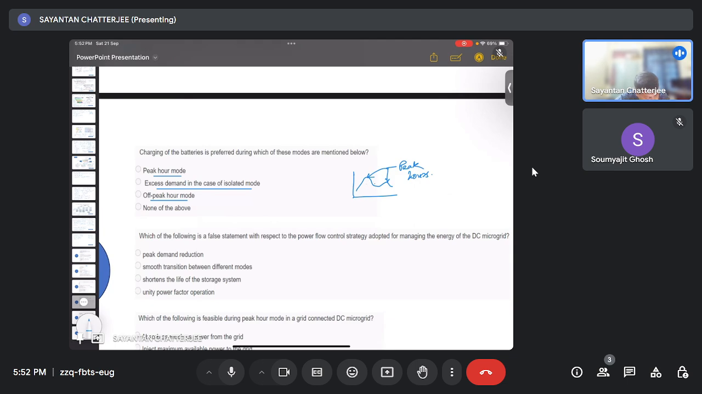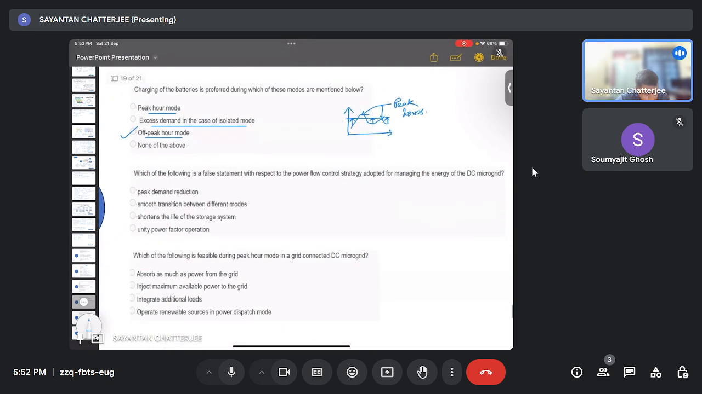So charging would be preferred because we aim to make this profile flat. So charging would be done in the off-peak hours. Okay. So off-peak hour mode is the correct answer. Right. So electric vehicle charging would be preferred in off-peak hour mode.